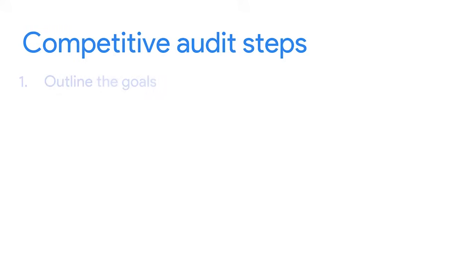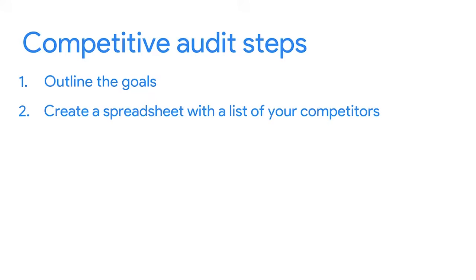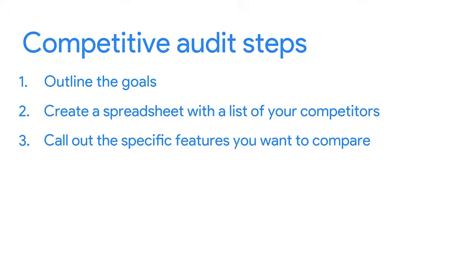The first step is to outline the goals for your competitive audit. Make sure your goals are specific to your product, users, and industry. The second step is to create a spreadsheet with a list of your competitors. You should aim to include about 5 to 10 competitors in your list. Some of them should be direct and others should be indirect. The third step calls out specific features you want to compare. This list of features should align to your goals for the audit.